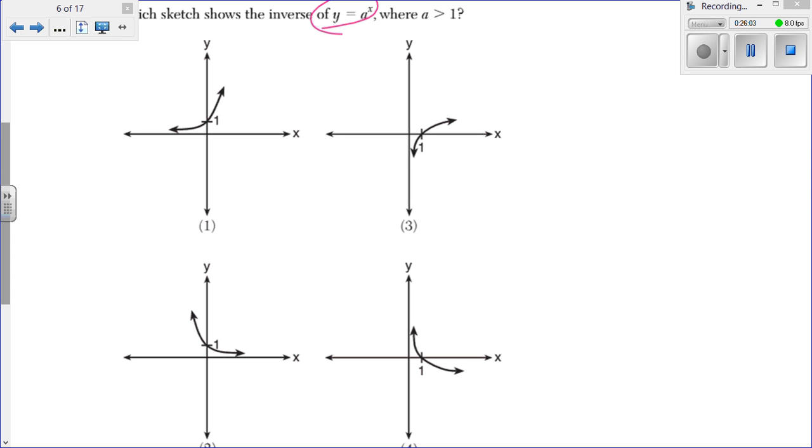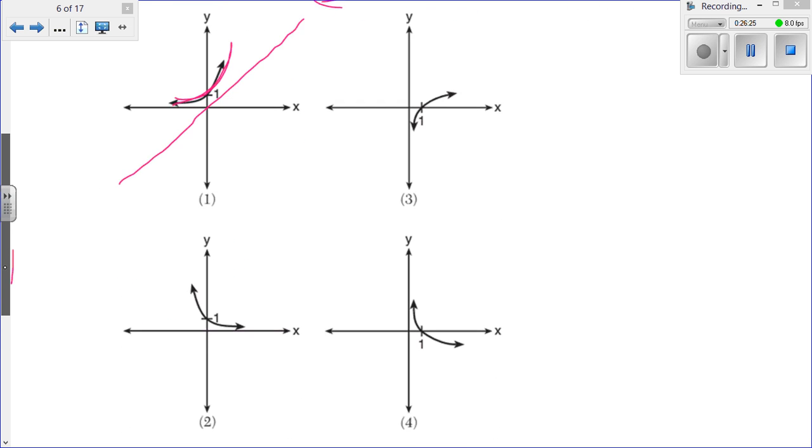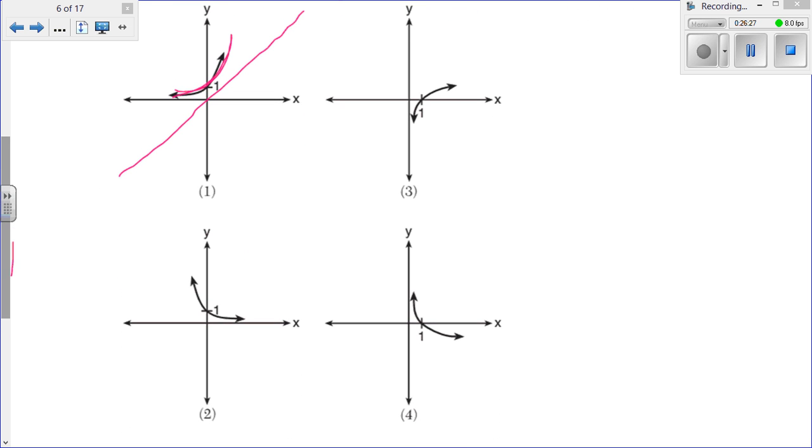If a is greater than 1, that means my graph is going to be an increasing exponential, and that's what number 1 looks like. So if we find the inverse, you flip it over the line y equals x, your reflection is your inverse. And in this case, that would make number 3 the correct answer, because that reflects over that line. Choice 2 is an exponential decay, because it's going down.